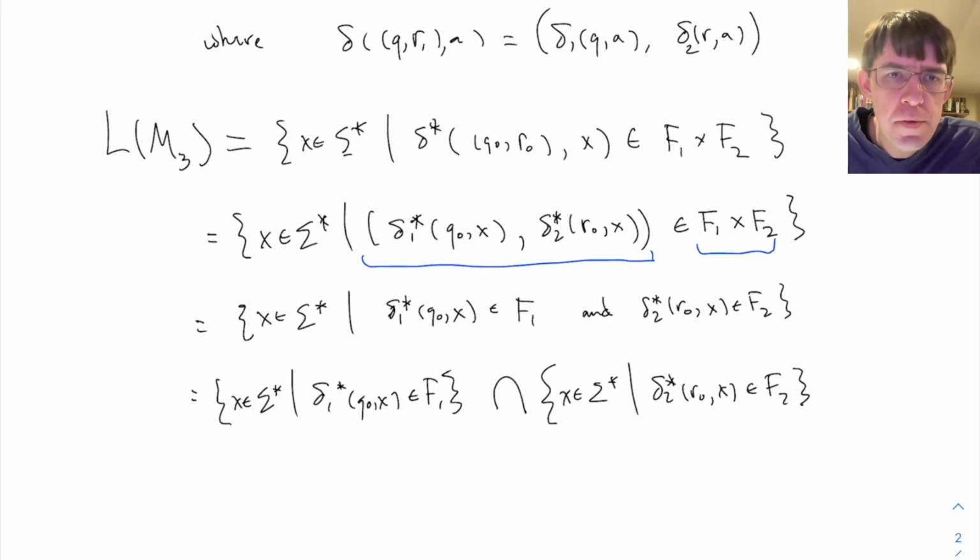I'm feeling pretty good about this. You remember where I intend to end up. I started with L of M3, and I'm supposed to end up with L of M1 intersect L of M2. And I have an intersection, so I like that.